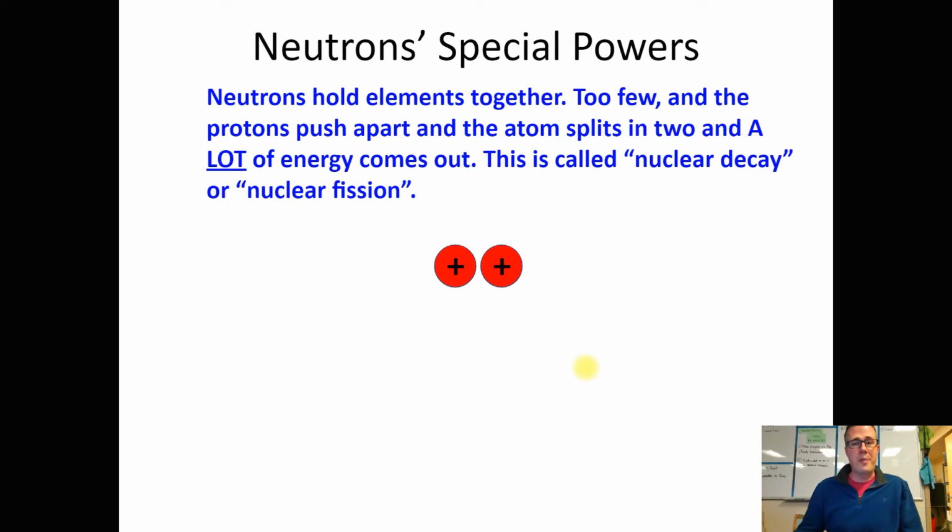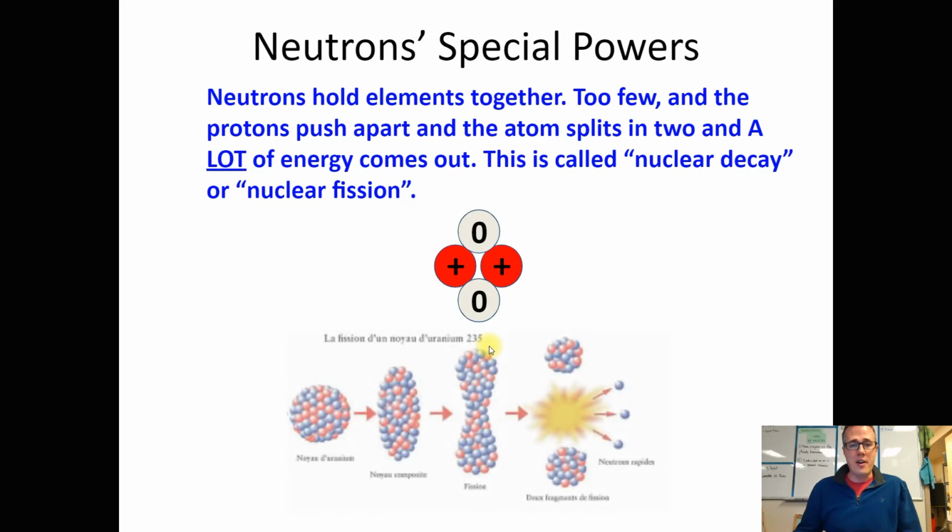So neutrons have very special powers. Let's imagine that you're building an atom and you start off with two protons and you just set them right next to each other. Just like when you've played with magnets, if you took two protons and set them next to each other, they both have positive charges. Like magnets, they would push each other apart, they would repel. So in order to make atoms stick together, you have to add neutrons. So you can sort of think of neutrons as the glue that's holding the atom together.